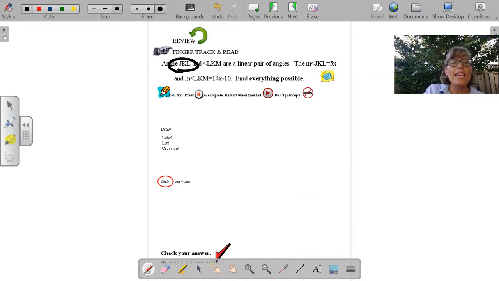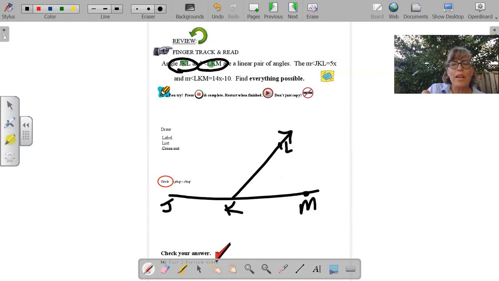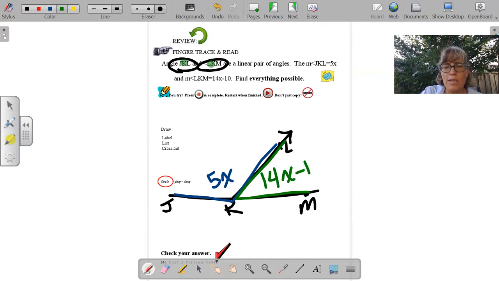It says JKL and LKM are a linear pair. Here K has to be the middle, and L is the common. So share a spine, make a line: J, K, L, L, K, M. You were told that JKL is 5x, and LKM is 14x minus 10. Find everything possible.